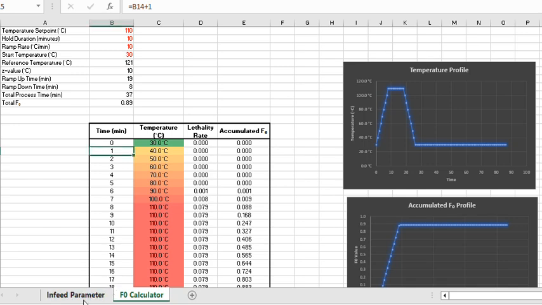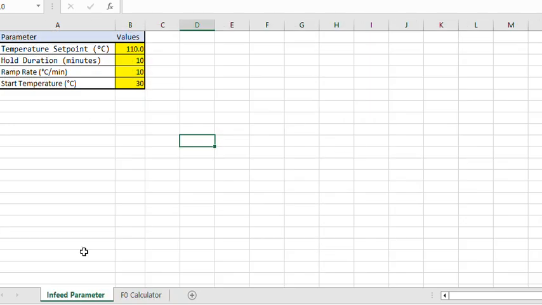Calculate F0 values. There is the infeed parameter. You could go to this page and change parameters like the temperature set point, which could be from 110 to 130, whatever the range you wanted to set, you could set like 121.